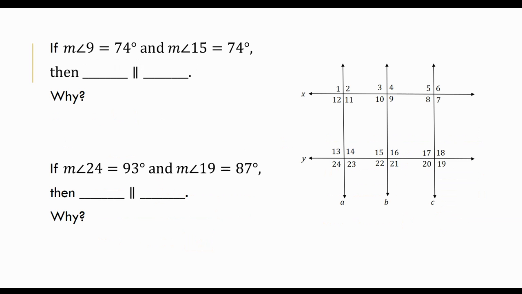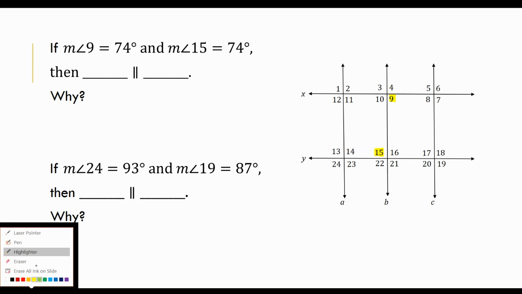All right, so given this big diagram right here, I know it looks intense, but we just have to take it piece by piece. It's talking about the measure of angle 9 being 74 degrees. So angle 9 is right here. It says the measure of angle 15 is also 74 degrees. So these are congruent. It wants to know what 2 lines are parallel.